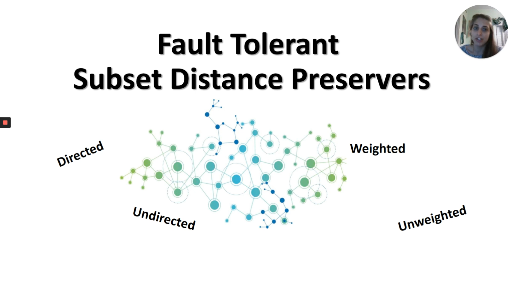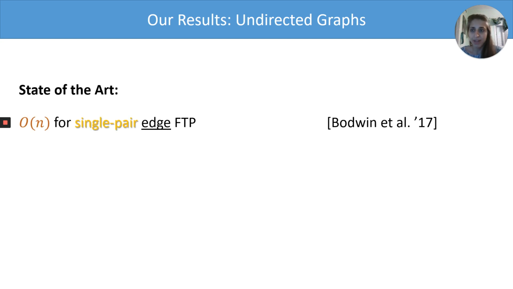There are various settings in which one can study fault-tolerant preservers, which include directed and undirected graphs and weighted and unweighted graphs. So let's begin with undirected graphs. The state of the art so far: first we begin with the single pair edge fault-tolerant case. So this is the case where we have S and T, and we have the path between them, and any edge on this path can fail. And what we want in our fault-tolerant preserver is that for any such edge, we want the shortest path between S and T without this edge. So Bodwin et al. showed a linear bound on this problem.